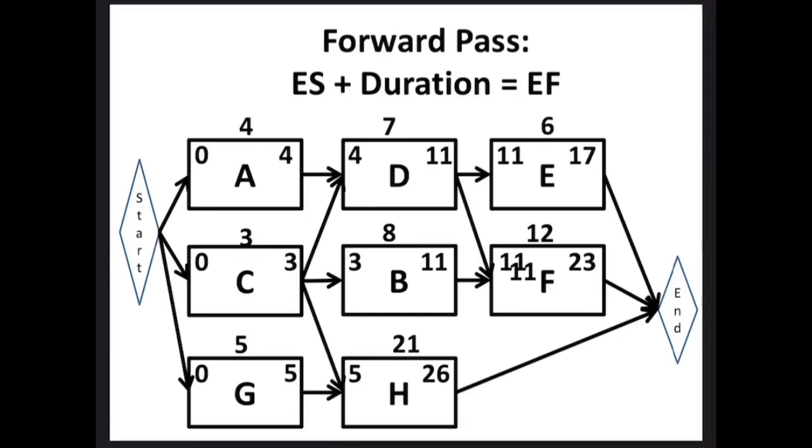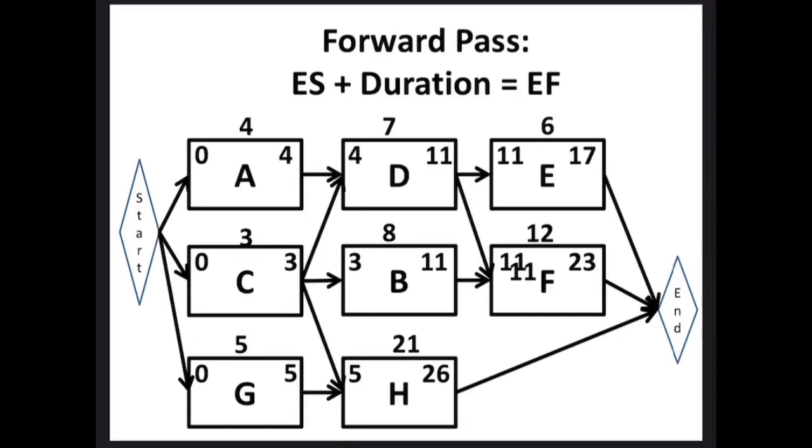Okay, so for activity E, there is only one predecessor, right? So what is its predecessor? D. What is the early finish for D? 11. Great. Early start for E is 11, plus its duration of 6 gives us early finish of 17. Excellent. One more to go to finish our forward pass.